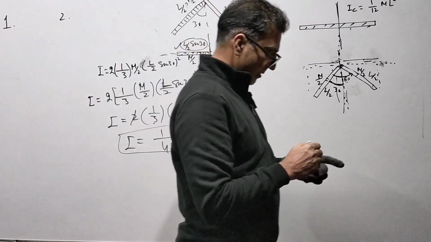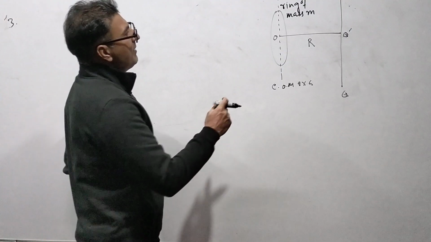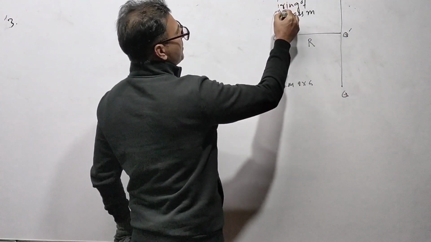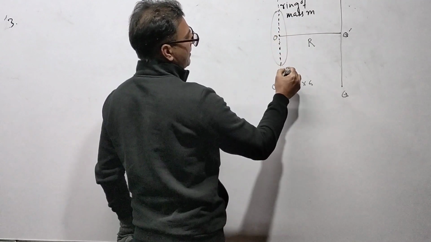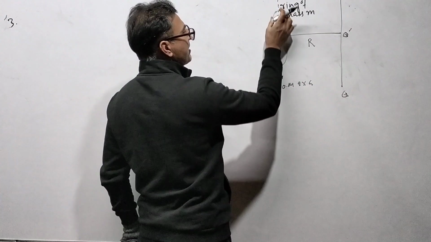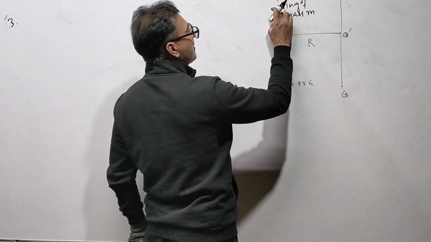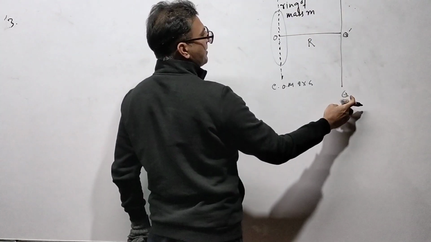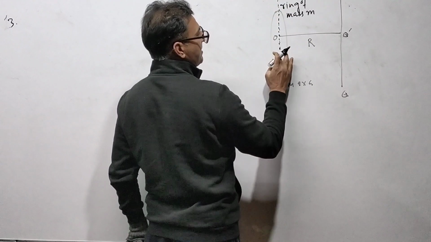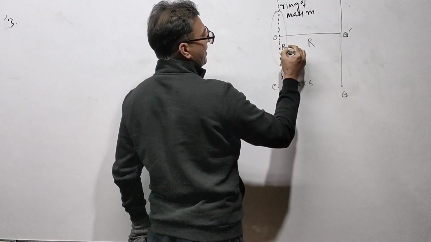Okay, third problem. This is the third problem. Here it's a ring, and it is an axis passing through the diameter of the ring, right? There is one more axis which is parallel to the diameter axis, and we have to find the moment of inertia of this ring about this axis. And this axis is how much away from the axis of the ring, that is r, where r is also the radius of the ring.